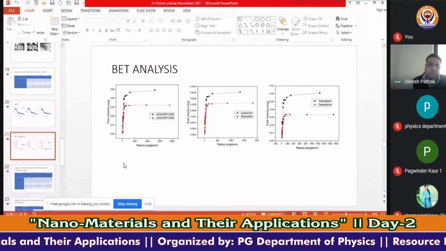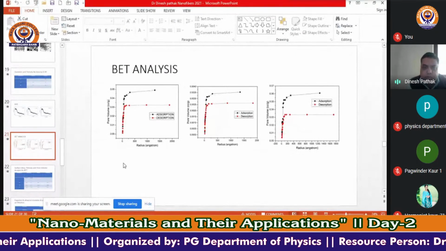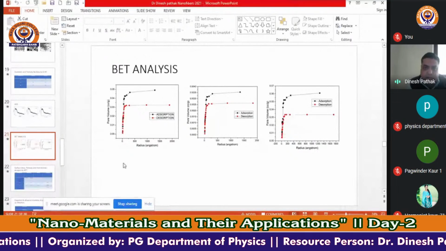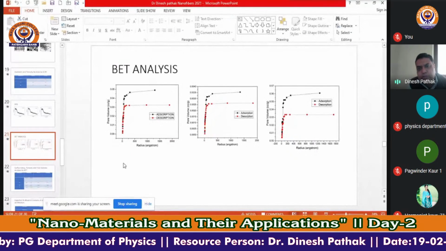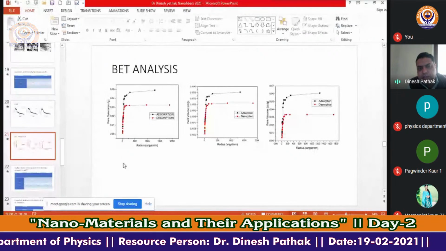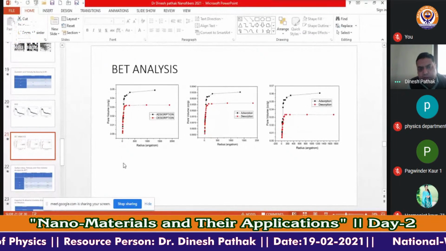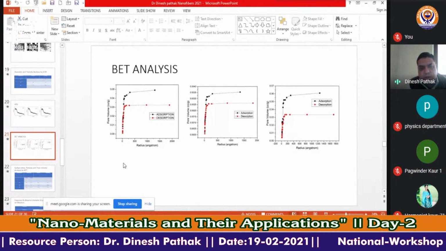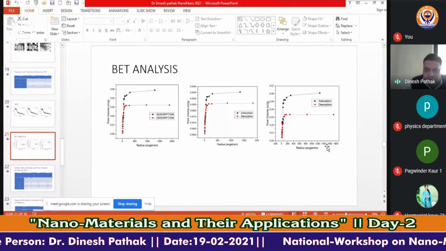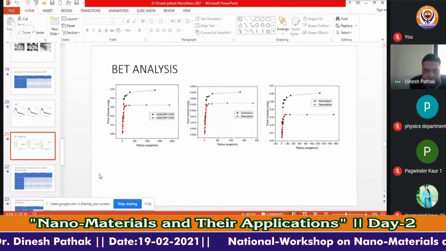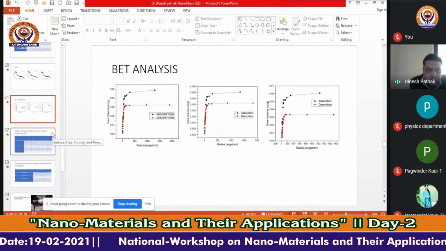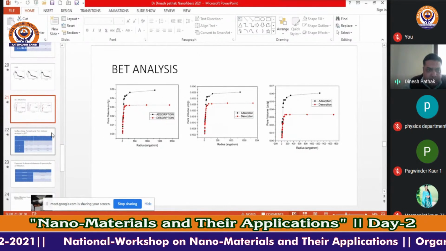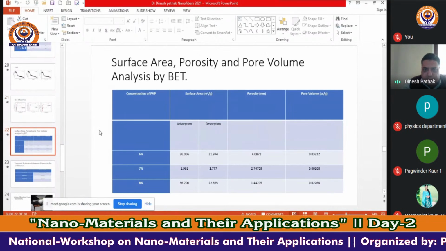There is also one technique to see porosity, which is the BET technique. In this technique, we expose the material to some gas, and the gas is adsorbed on the surface and then desorbed. By analyzing these graphs, we can see the porosity also. This was done at IIT Mandi, where they have this machine. And then we plotted, we just made a table.